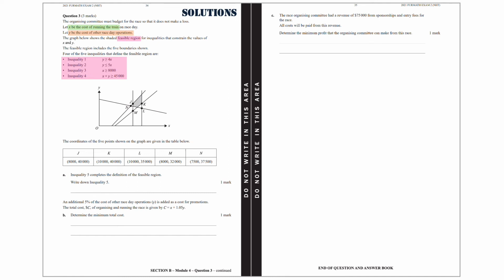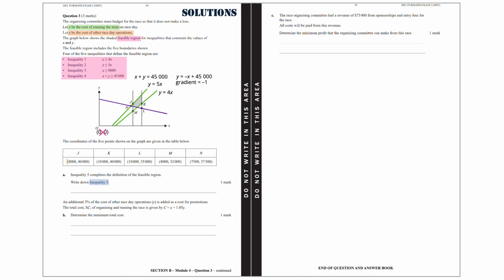Part A. Inequality 5 completes the definition of the feasible region. Write down inequality 5. First of all, notice that point O does not have coordinates 0 and 0. The two lines that have positive gradients have equations y equals 5x and y equals 4x, and they should pass through the origin. There is a line with negative gradient, and that would be the equation x plus y equals 45,000 because y equals negative x plus 45,000.